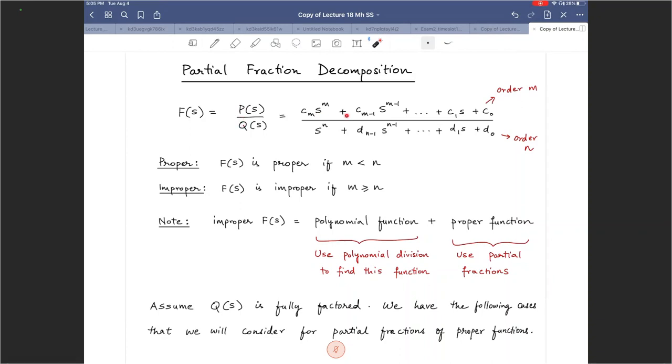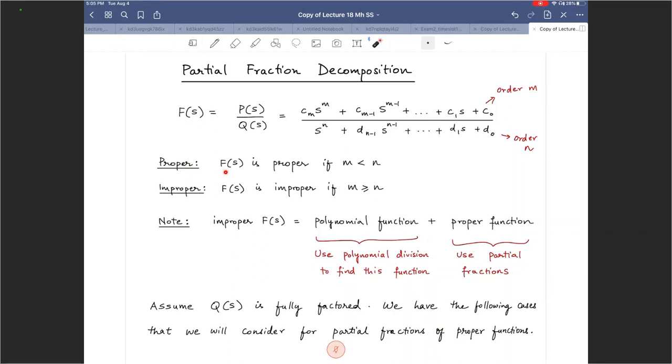The polynomial order could be different. So for example, in the numerator, we have an order m. The highest power of s in the numerator is m, hence the order of that polynomial. And in the denominator, we have another polynomial in s whose order is n. So the highest power of s in the denominator is small n, and hence its order. We have arbitrarily chosen some coefficients for s, s squared, s cubed, and so on for both the numerator as well as the denominator. Now, F of s, what about proper and improper fractions?